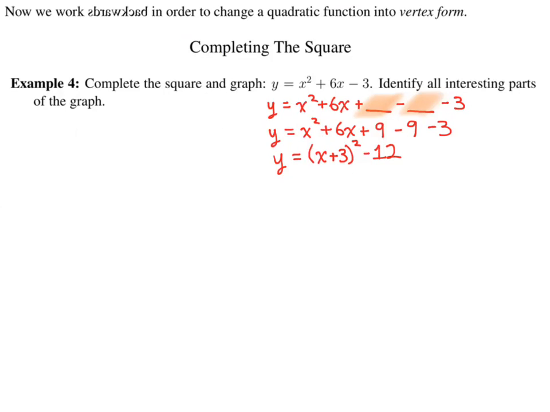And then the minus 9 minus 3 turned into minus 12. Okay, that's way too confusing. Too many colors. Sorry. Let's try this again. Maybe a different color here. This minus 3 turned into minus 12.